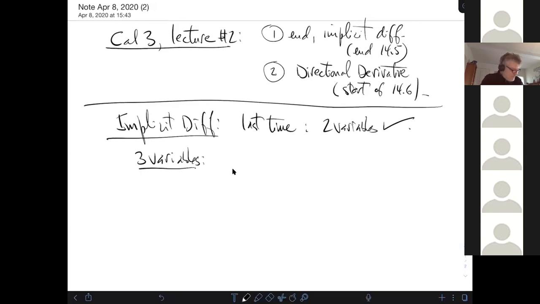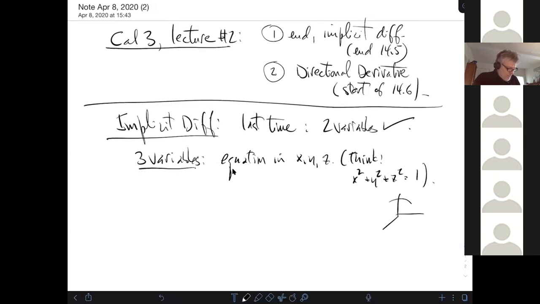So again, what's the idea? Suppose we have an equation in three variables, in x, y, z. So think something like this: x squared plus y squared plus z squared equals 1. That's a good example to keep in mind. You know this is going to give you a sphere, right? So clearly this surface that you get in general is not the graph of a function of x and y, right? There are points one on top of another, so it's not a graph.